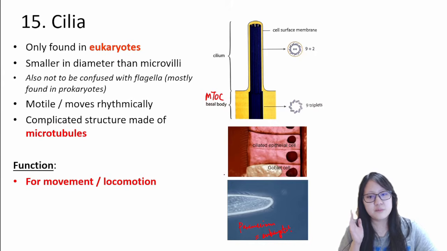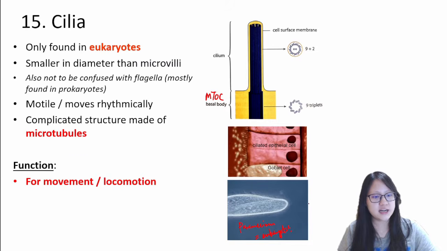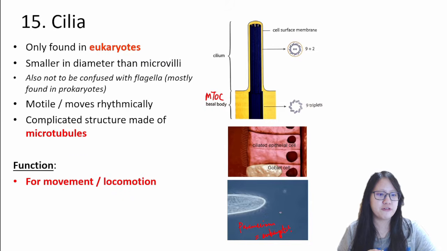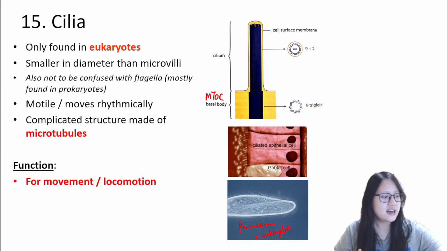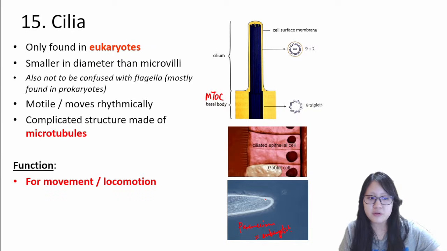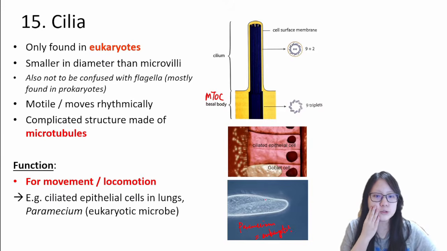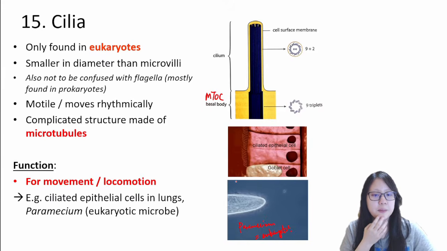Now, you can see how it uses cilia to propel itself forward. How cute it is. It's like little legs, right? Move, move, move. Anyways, it could be found in paramecium, but also it's found on ciliated epithelial cells in our lungs.